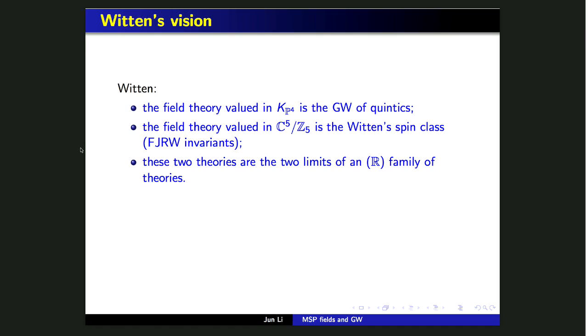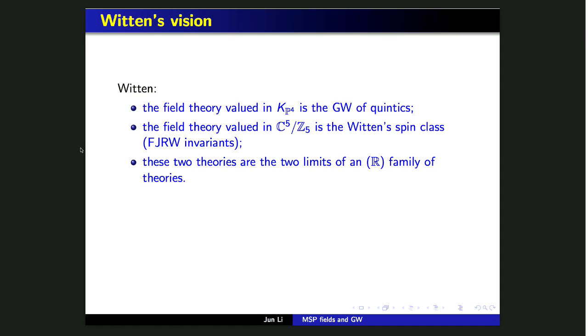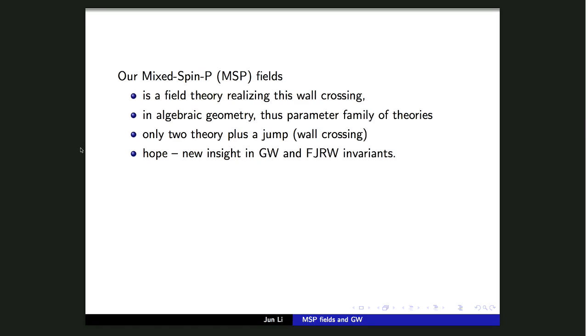So either you think of it in the algebraic geometry category as wall crossing, or in terms of symplectic geometry, there's a sort of phase transition, from minus infinity all the way to infinity. So what he says is these two series are the two limits of a family of theories. And if we do it in algebraic geometry as we do, we're going to develop MSP field theory, and we want to use this theory to realize these wall crossings envisioned by Witten in algebraic geometry.